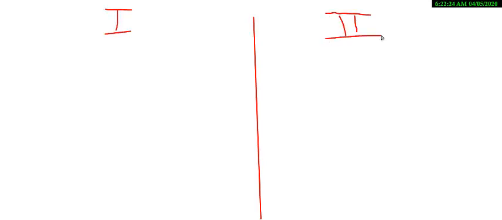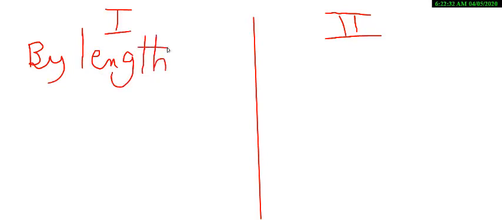I'm gonna divide the screen into two parts. To get the ratio by using the length, and to get the ratio of the sector by using the measure of the central angle. I'm gonna use here method number 1 and method number 2. How to get the ratio of the sector? By the first part, by the length, and here by the central angle.